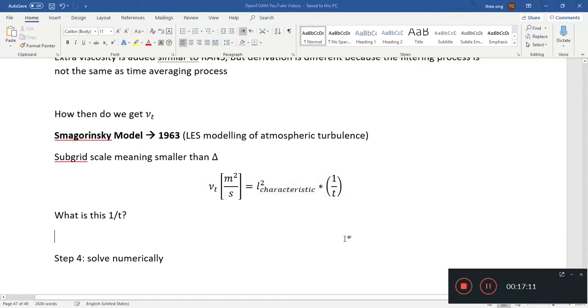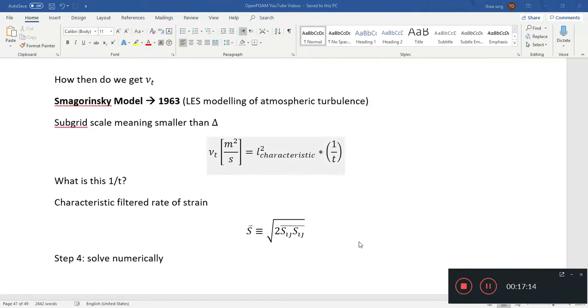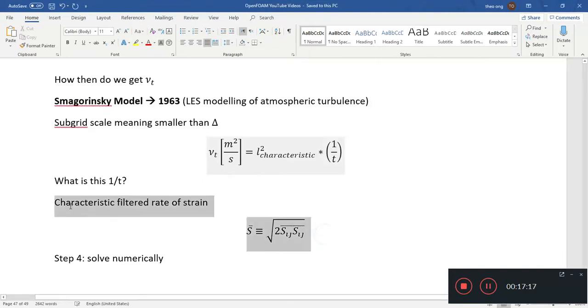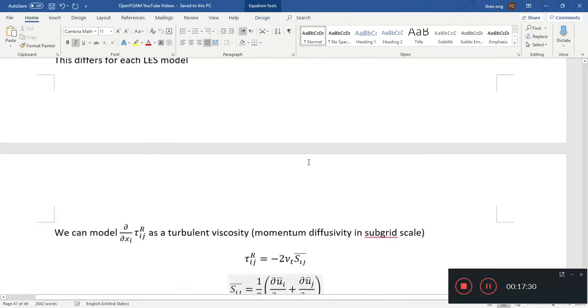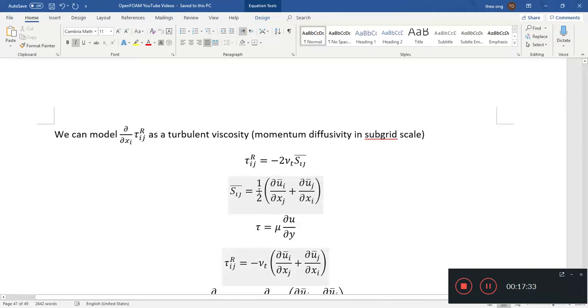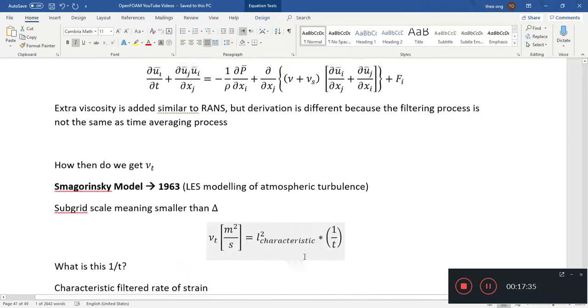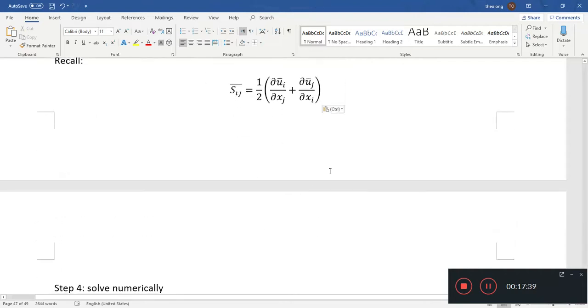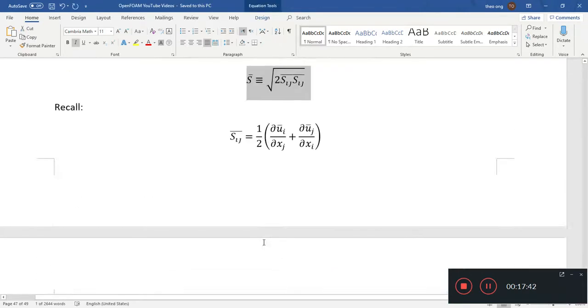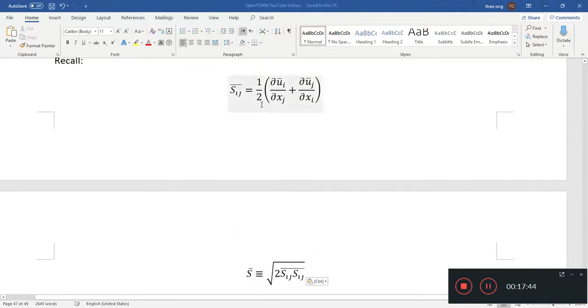I'd like to introduce to you this thing called the characteristic filtered rate of strain. So this is what it is here: S bar equals the square root of 2 times Sij bar times Sij bar. Remember, Sij bar is this term here. You just substitute this into the square root term and you will get the following.